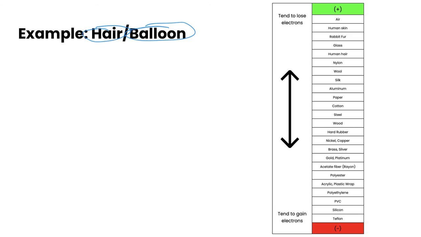First, we need to locate the hair and we need to locate the balloon on our Triboelectric series. So if we go down our list here, we have human hair right up here. And then if we keep scanning down, well, we don't have balloon, but balloon is made out of rubber. So we're going to highlight the rubber here. Okay. And from here, we can see that the human hair is closer to the top, so it will take the positive charge. And the rubber is lower down, so it's going to take the negative charge.